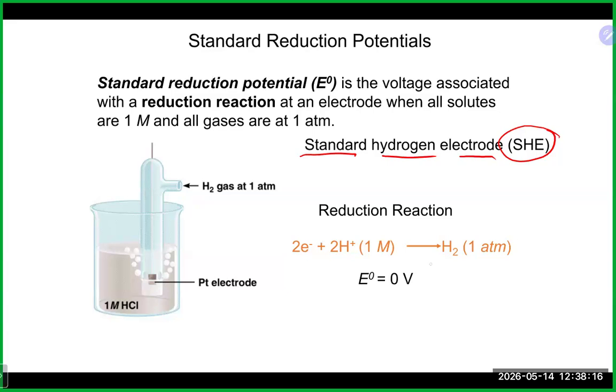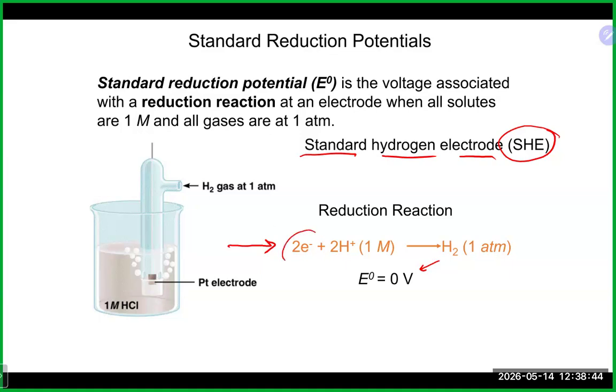They arbitrarily assigned it a value of 0 volts. So they gave this a value of 0 volts, and they basically just hook up galvanic cells, other things with the hydrogen, measured the voltage, and they could figure out the standard reduction potential for everybody else. Why are they called standard reduction potentials? Because when you go to that table, they look just like this. Every single reaction is written as a reduction reaction.